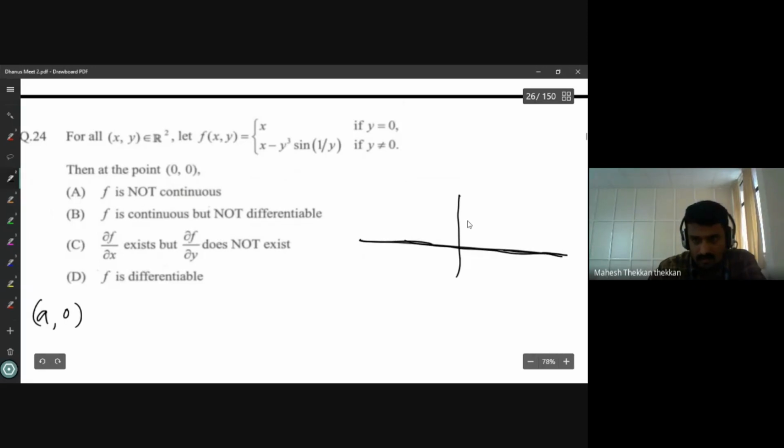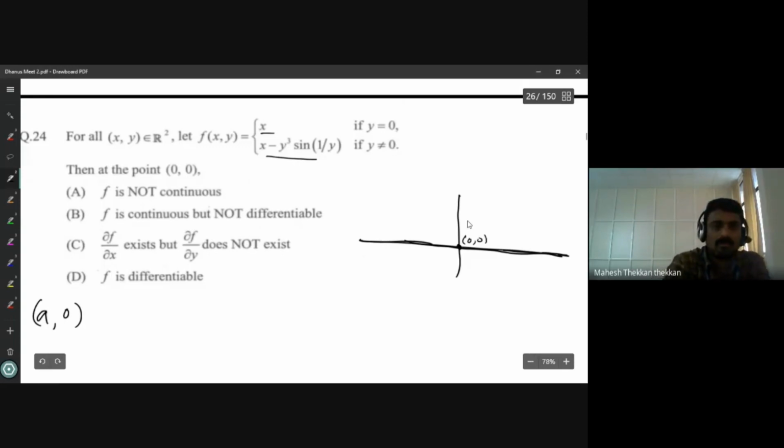You don't know anything about that line, but outside of this line your function is well defined, like x minus y cube. Outside, this is the function, and on the line, your function is this. So outside, everywhere, the function is continuous. Only we want to look at the point 0, 0. Okay, fine. At the point 0, 0.